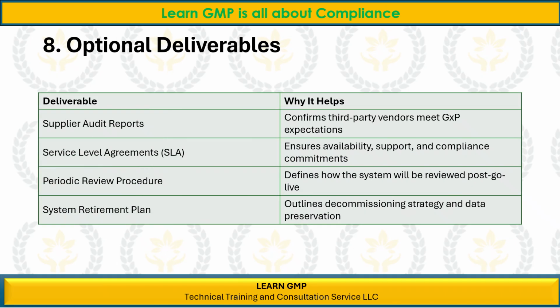Optional deliverables include: Supplier audit reports. Why it helps: Confirms third-party vendors meet GXP expectations. Service Level Agreements, SLA. Why it helps: Ensures availability, support, and compliance commitments. Periodic Review Procedure. Why it helps: Defines how the system will be reviewed post-go-live. System Retirement Plan. Why it helps: Outlines decommissioning strategy and data preservation.